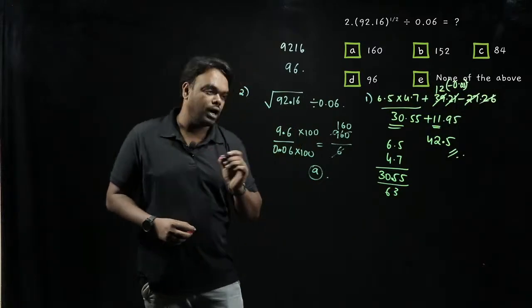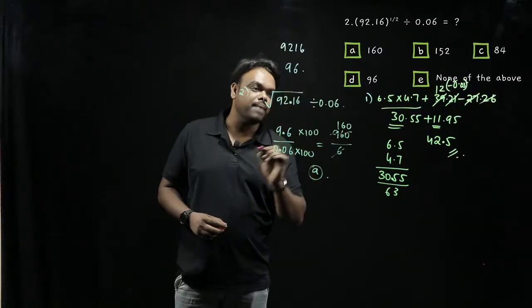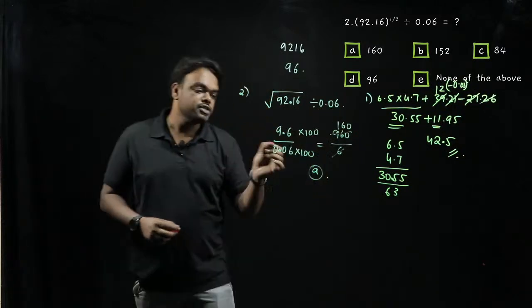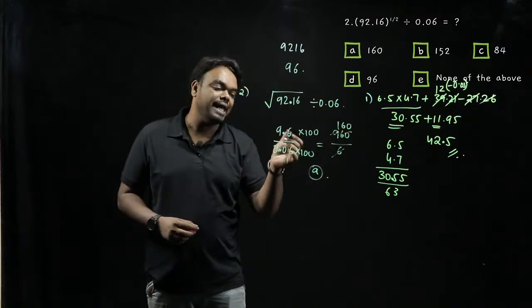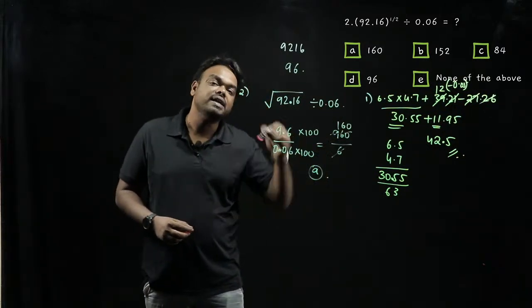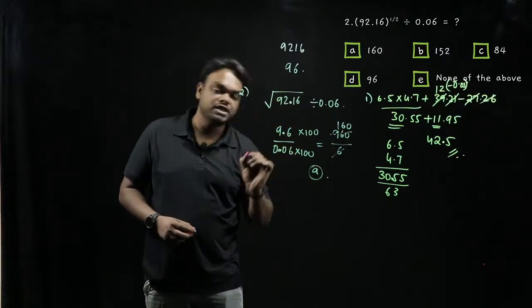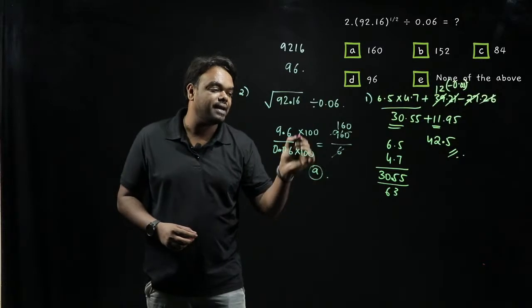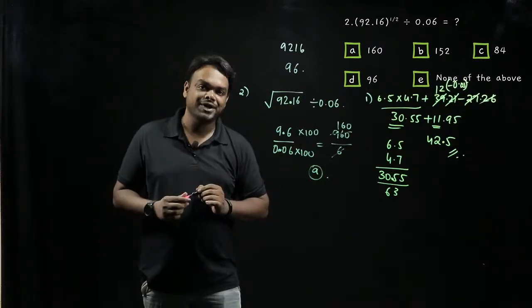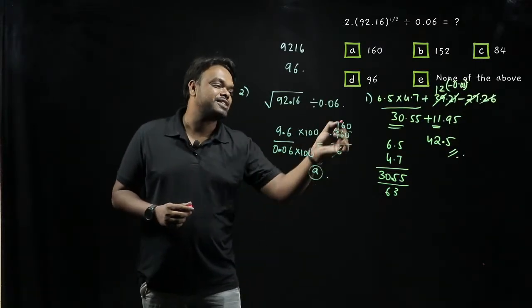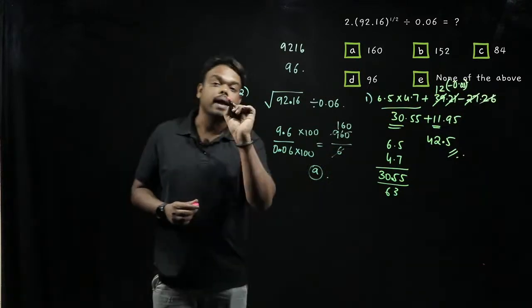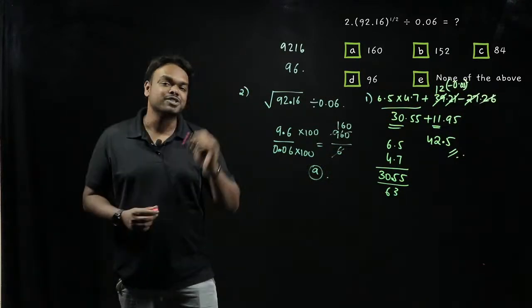So now we have 9.6 from here, and 0.06. 0.06 is also a decimal, and this is also a decimal. Remove the decimals completely, convert them to integers. How? Here there are 2 digits after the decimal point, so multiply with 100 here, multiply with 100 here. So you will get 960 by 6. Your answer must be 160. Right? Let us go to question number 3.